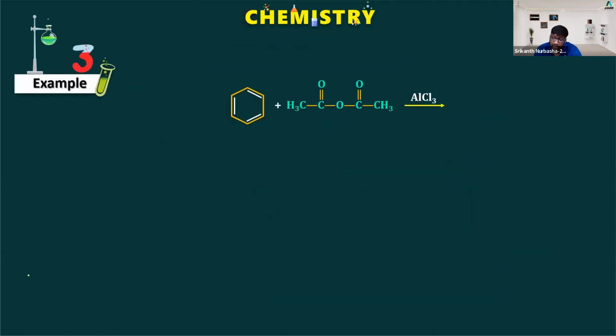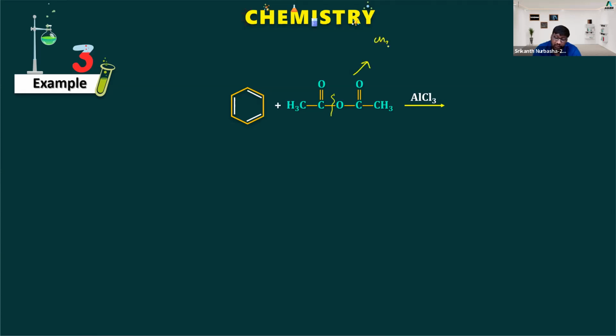Look at this reaction. What happens? What happens in this case? It will again, like the acid anhydride we have taken. In the acid anhydride, again the C-O bond is going to be cleaved. So that AlCl3 will be trying to pick up the acetate ion. The C-O bond will be cleaved.